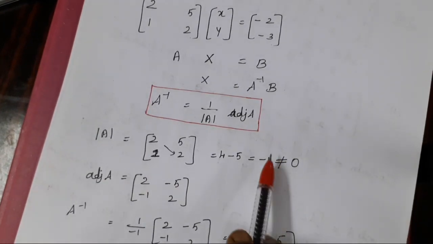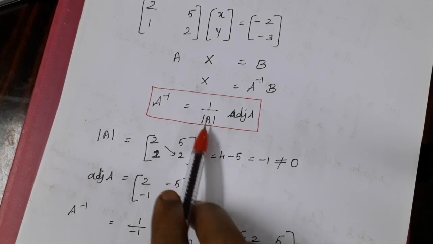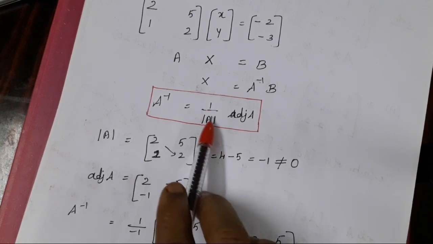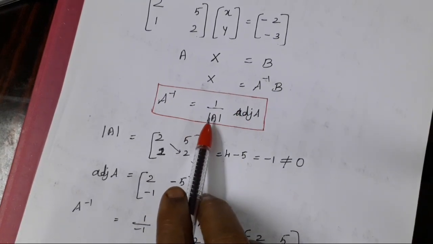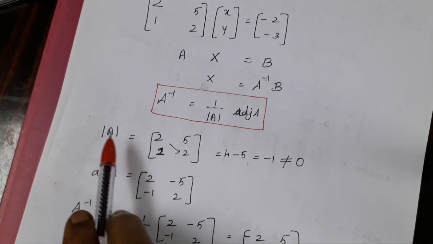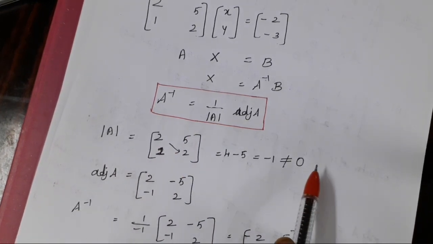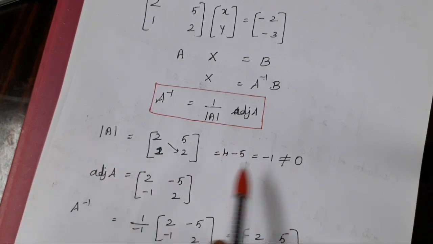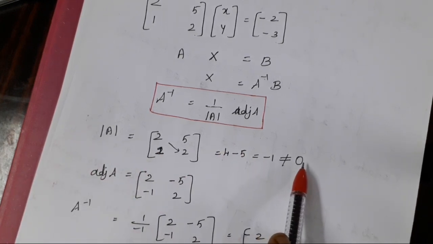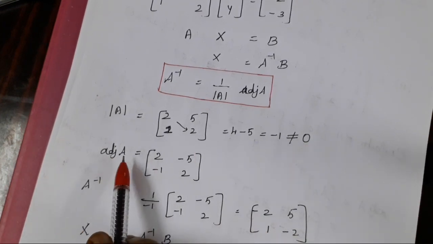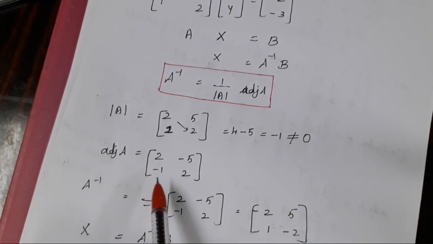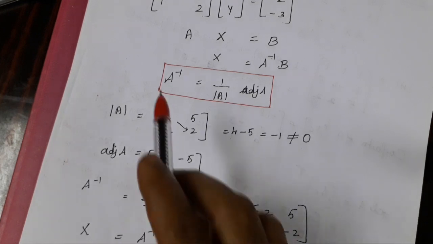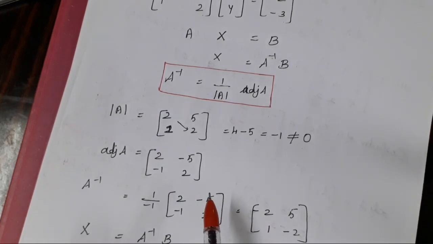Suppose the determinant of A becomes 0, what happens? Then 1 by determinant of A is undefined, which means we are unable to find the A inverse. Already we learned that if the determinant of A is equal to 0, it is a singular matrix, and we are unable to find the A inverse. So the determinant of A is not equal to 0, therefore it is a non-singular matrix. Next we find the adjoint of A. If you learn exercise 1.1 and 1.2, then only will you easily understand exercise 1.3.